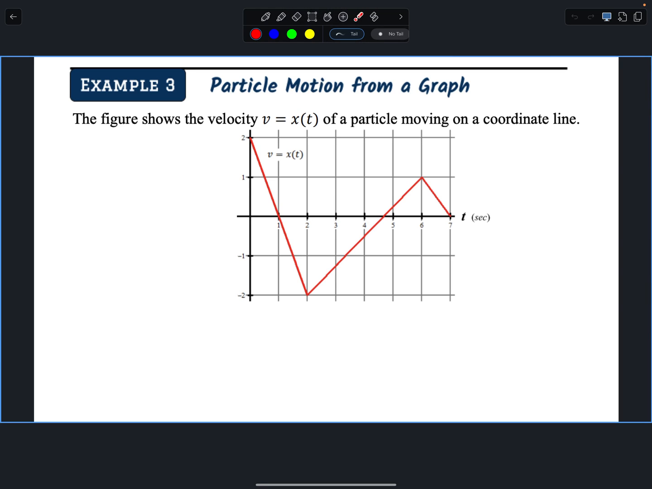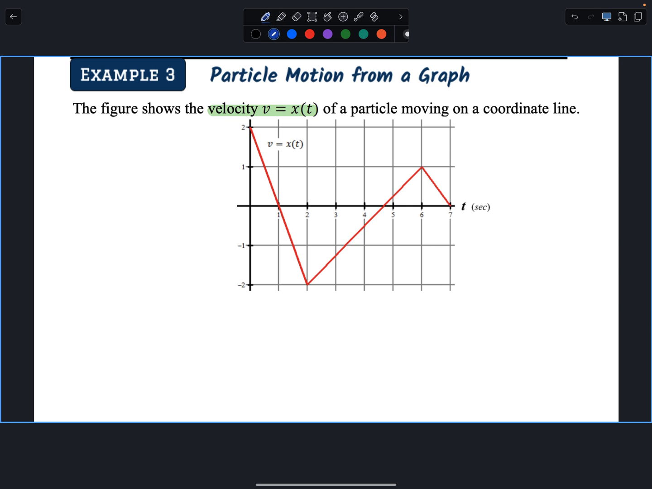The figure shows the velocity v is equal to x of t of the particle moving on a coordinate line. So whenever we have these type of problems, make sure you pay attention to what the graph is. So the graph shows the what? Velocity, okay? So we're going to do parts A through D. So for part A, when is the particle moving to the right? Justify.